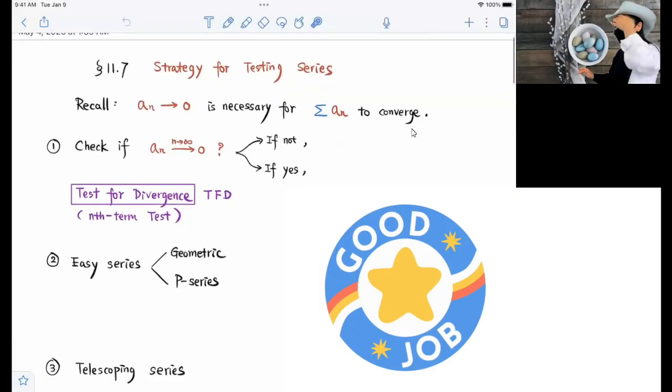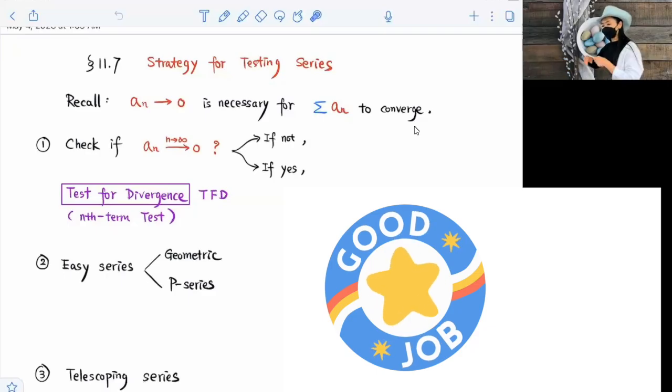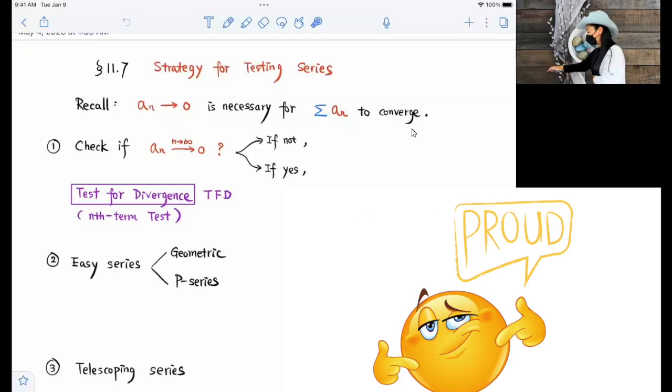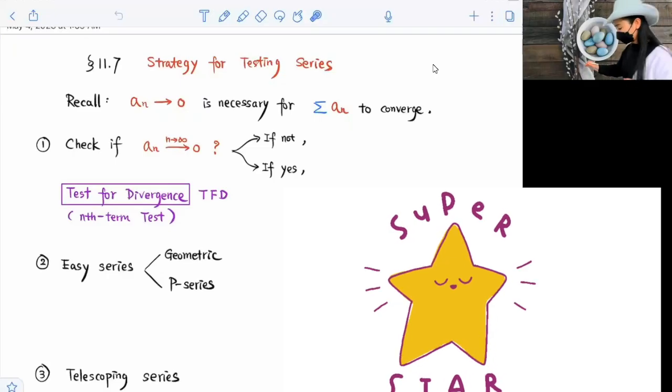You guys did a good job so far in chapter 11. It's supposed to be a big jump for you. All of a sudden you go to series. It takes a while to adjust, but it seems like you did a good job adjusting, and I'm very proud of you.